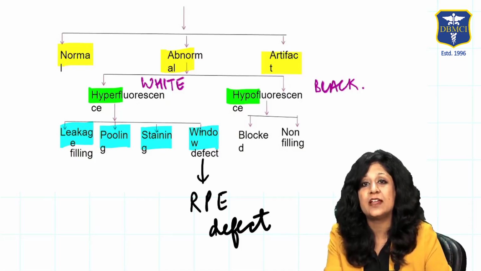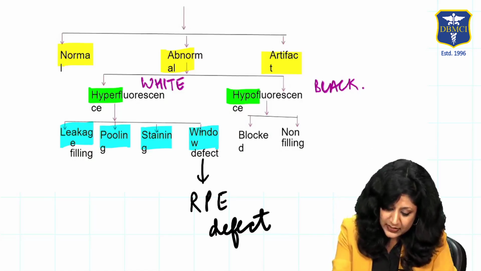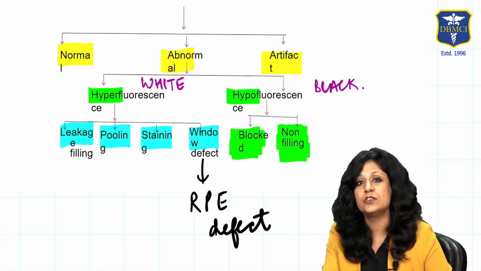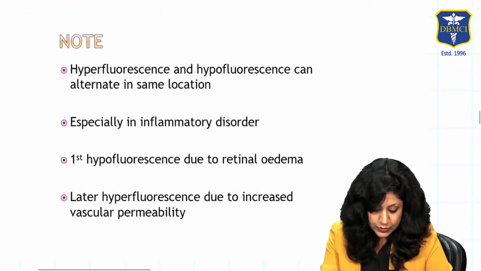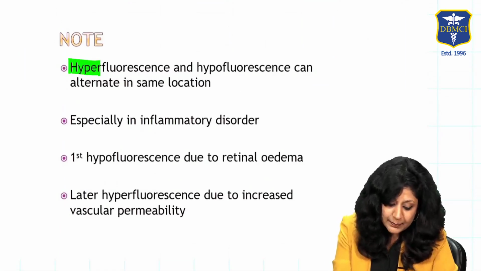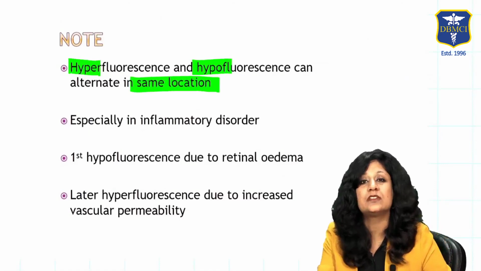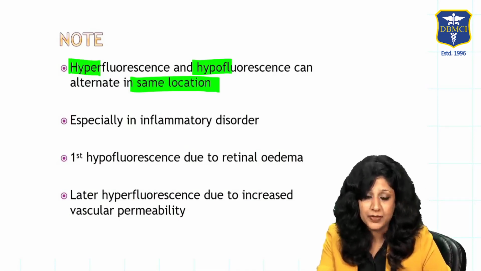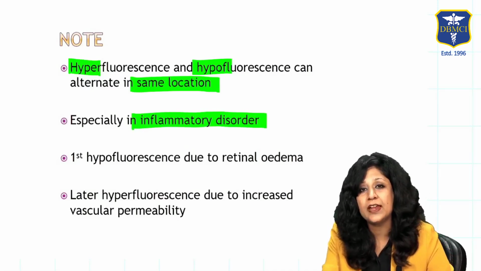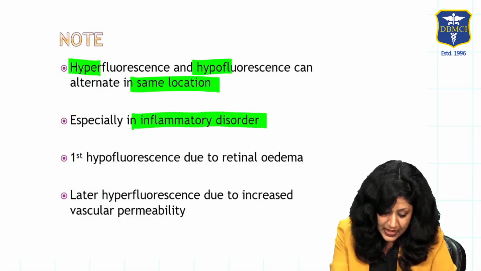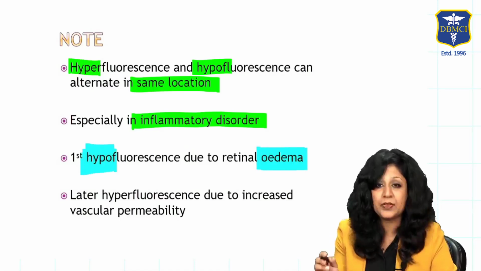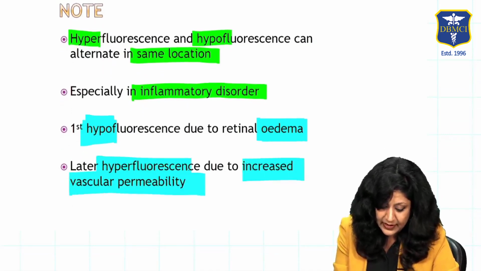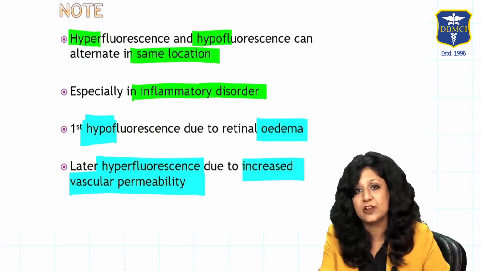While if there are certain things which are actually masking this fluorescence, so if that area is blocked, or due to some reason there is no filling of those areas, in both the conditions you will see the blackish areas. Okay. So, now an important thing. You have to note that both the hyper as well as hypofluorescent areas can occur in the same location. It is not a fact that you can get only hyperfluorescent areas or only hypofluorescent areas; both can occur at the same time, especially in the inflammatory disorders. Now, why are you getting both hyper and hypo in inflammation? See here, I am getting hypo due to the edema, right? It is masking the effect of the fluorescence due to the fluid, while later when there is increased vascular permeability, then I can also get hyper. So, at the same time, I can get both hypo as well as hyper, okay?